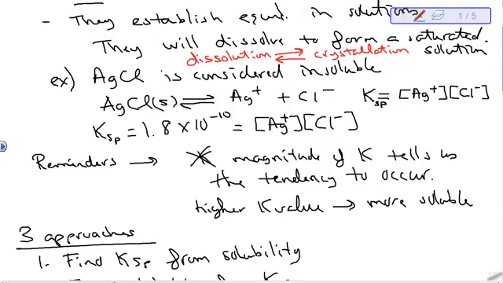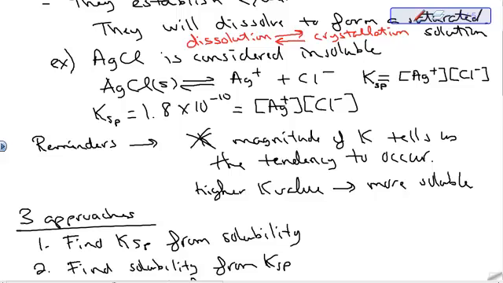Now remember, when we're talking about K values, the magnitude of K tells us the tendency to occur. The higher the K value, the more soluble, or the more favorable the forward direction is in this case. And therefore, the lower the K value, the less favorable the forward direction is. You could say the higher the K value, the less favorable the reverse direction is, and the lower the K value, the more favorable the reverse direction is, if you desire to do so.